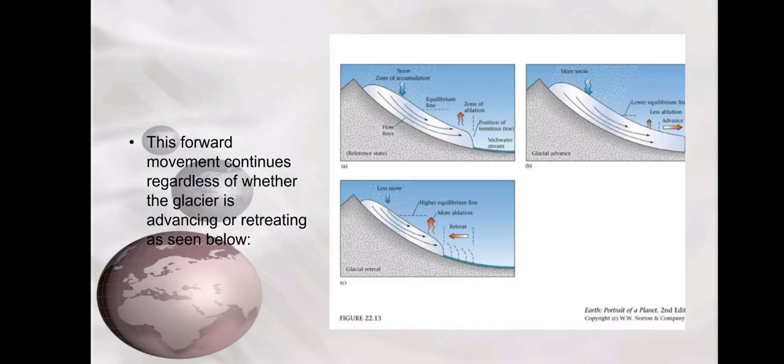We have here several illustrations, so you can refer to this one. Zone of accumulation: as seen in the illustration, we have the equilibrium line. Then the zone of ablation, this is the melting point. Then the next illustration: the more snow, so the lower equilibrium line, then less ablation, the advance. And this is also the less snow, still the higher equilibrium line, then the terminus wherein the retreat is found.